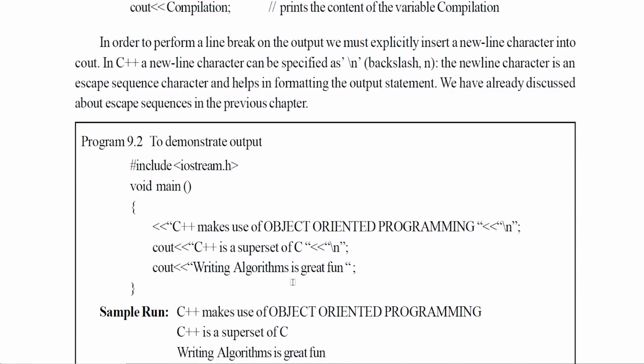So you can see here, in order to perform a line break. Otherwise, what happens is everything comes in the same line. If you write this compilation, both will appear in the same line. But I want this to be in the next line. So in order to perform this line break, the output must explicitly add a new line character into cout. The new line character can be specified using \n, the new line character as an escape sequence character, and it helps in formatting the output statement.